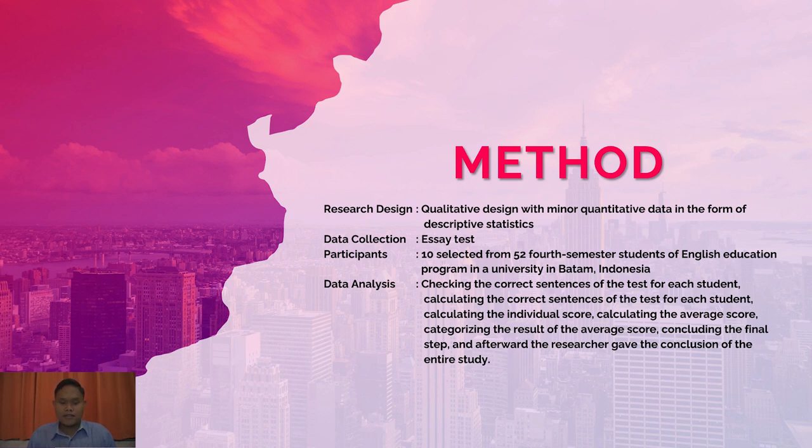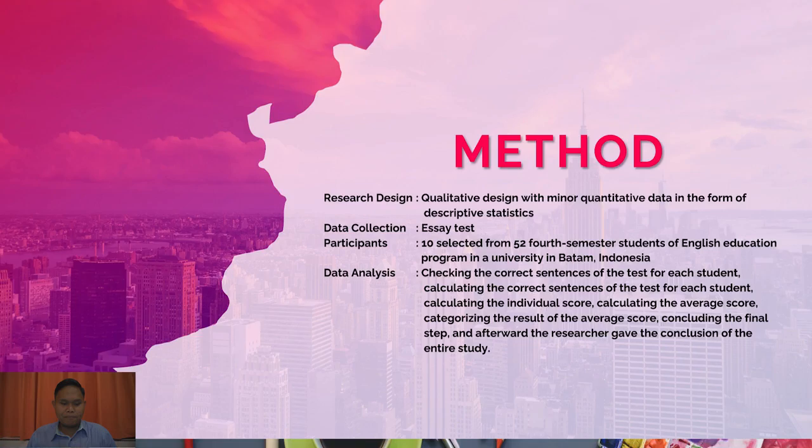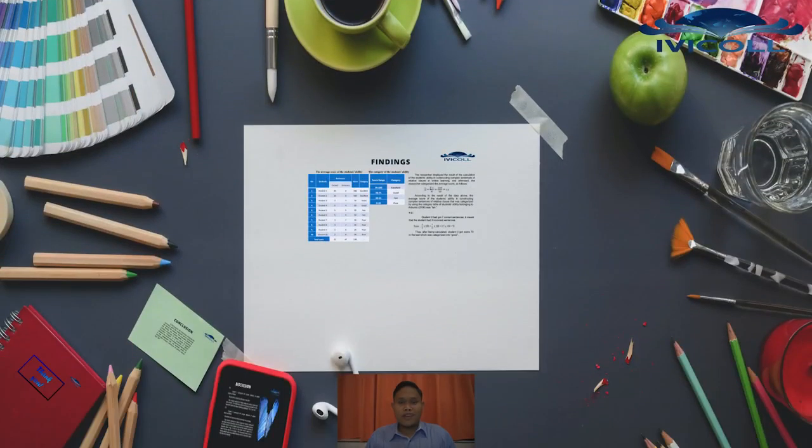Checking the correct sentences in the task for each student, and after that, calculating the correct sentences of this task for each student. Hereafter, calculating the individual score. Thereafter, calculating the average score, and after that, categorizing the result of the average score, concluding the final step, and after that, I gave the conclusion of the entire study. Let's move on to the next slide.